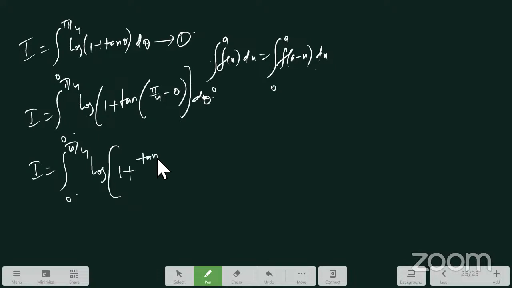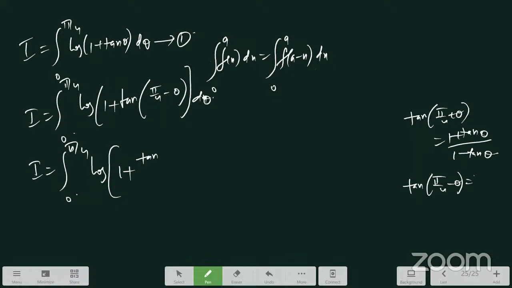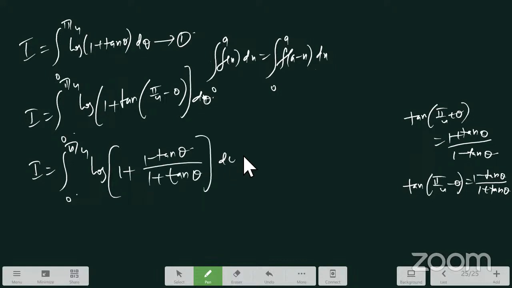Now I is equal to 0 to pi by 4 log of 1 plus tan of a minus b. That is the tan pi by 4 plus theta formula, 1 plus tan theta by 1 minus tan theta. And tan pi by 4 minus theta is 1 minus tan theta by 1 plus tan theta. So in this case it is tan pi by 4 minus theta, 1 minus tan theta by 1 plus tan theta d theta.